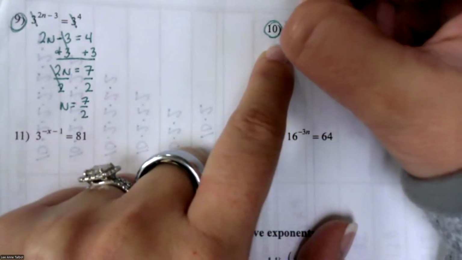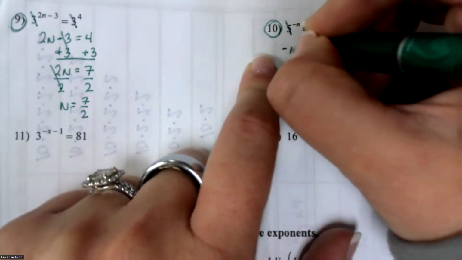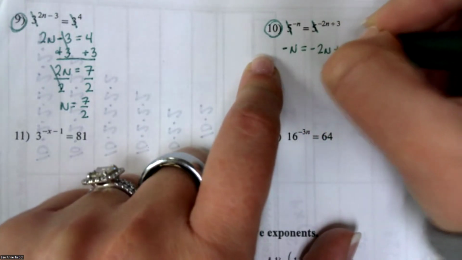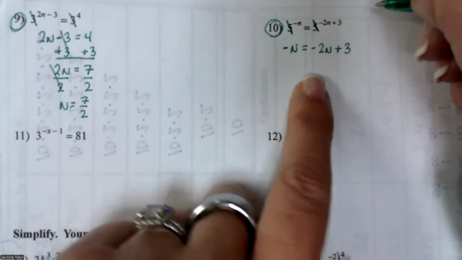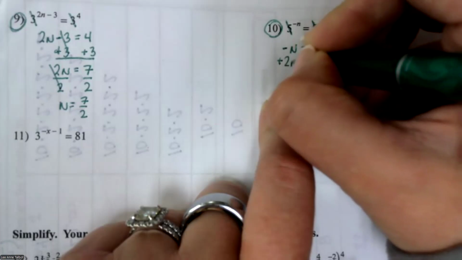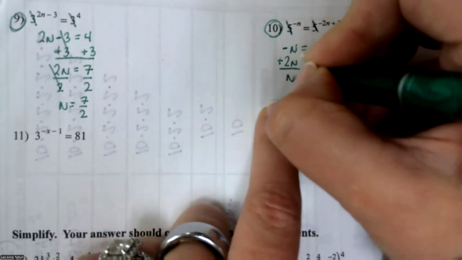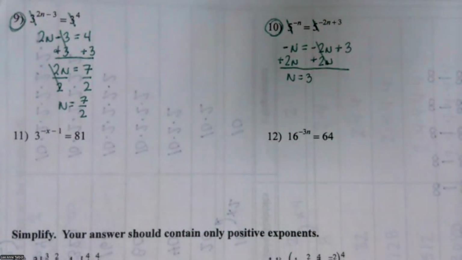Okay, number 10. Cancel out the bases. Negative n equals negative 2n plus 3. Add 2n. n equals 3. Oh, that's a good problem. I like that one.